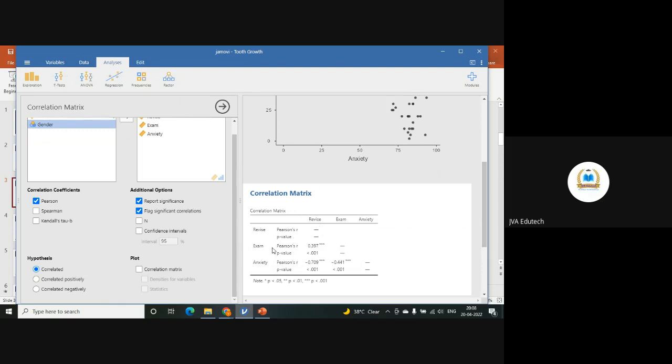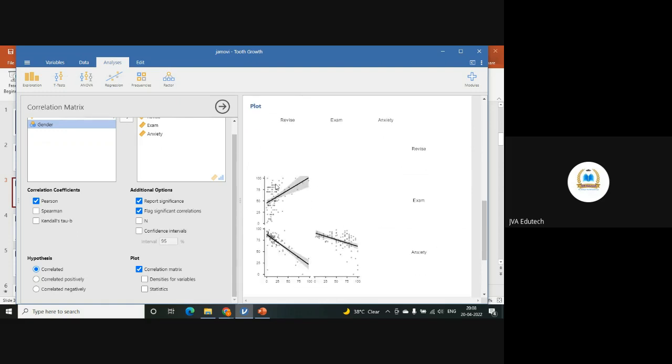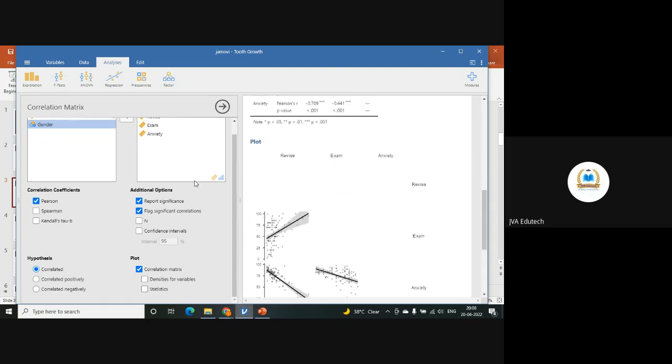Is this point clear? Yes, sir. If you want to plot it, you can select the correlation matrix also. See, all at once you are getting it. There is a positive correlation between revision and exam. There is a negative correlation between exam score and anxiety, and there is a negative correlation between the revision time and anxiety. All at once you can plot it. This scatter plot that we have made, the same plot you will get through this. Okay. This is the case of Pearson correlation.